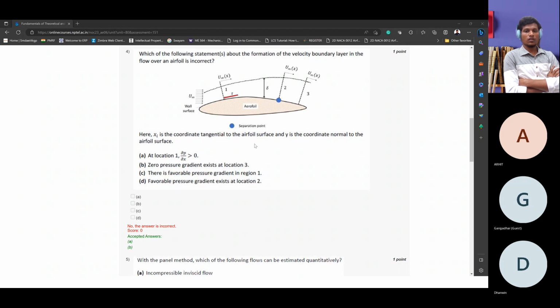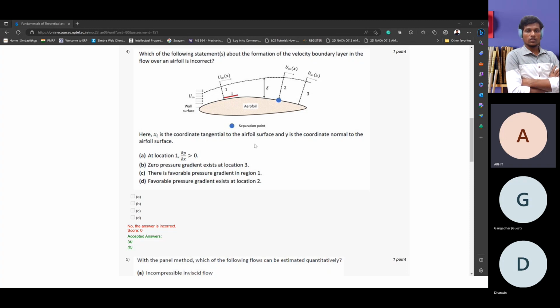The favorable pressure gradient in the region 1. If you see in the region 1, there is a pressure gradient, but what exactly the word favorable is stating is not clear. There is a pressure gradient in the region 1, and definitely you will have a lot of pressure gradient if you can plot the CP plot. Okay, your voice is okay now.